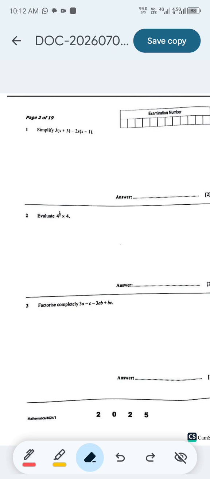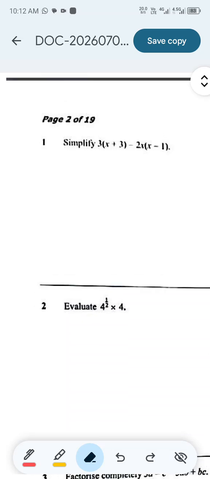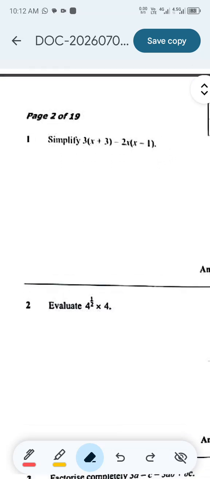So basically let's try to solve some of mathematics questions that came in paper 1. So let me zoom in this question. The question reads, simplify 3(x + 3) - 2x(x - 1). We want to simplify.